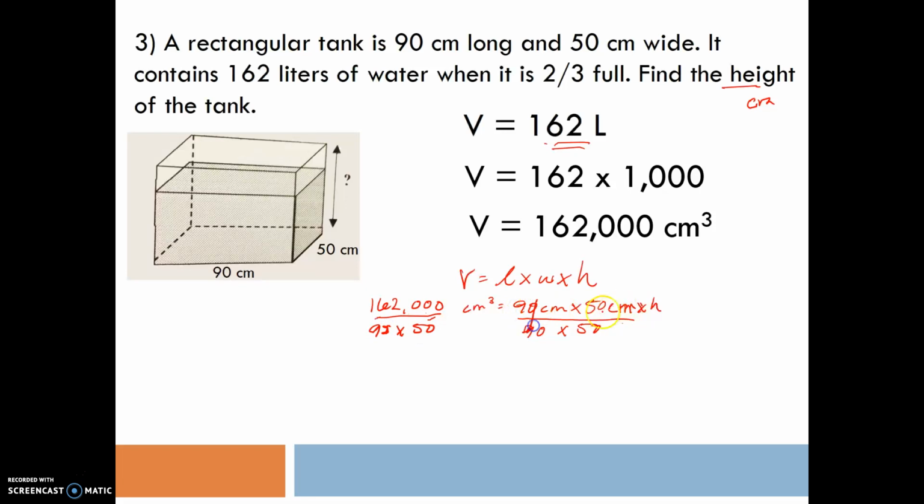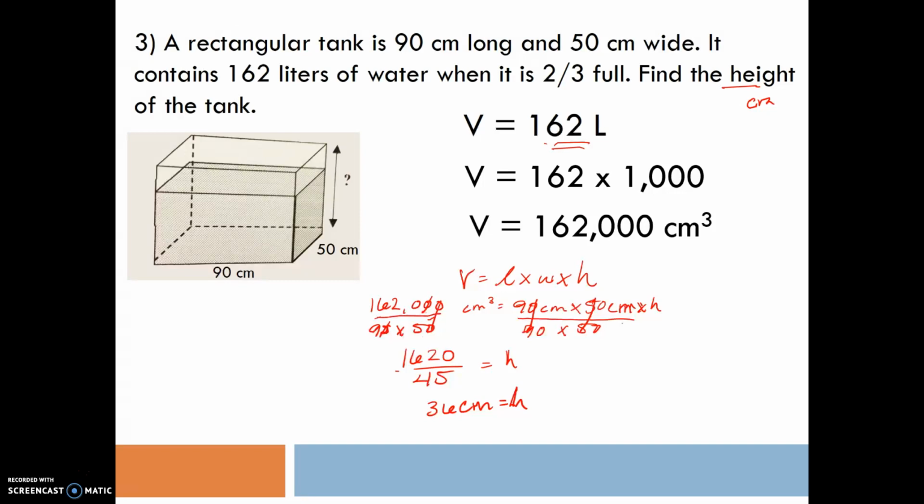Okay, so these cancel out right over here. And then I can go ahead and cross cancel with 10 here, dividing both the top and bottom by 10 from that 50 and also from the 90, so we just cross out those zeros. And I'm left with 1,620 divided by 45, which is going to equal my height. And I'm left with 36 centimeters, which gives me my height.